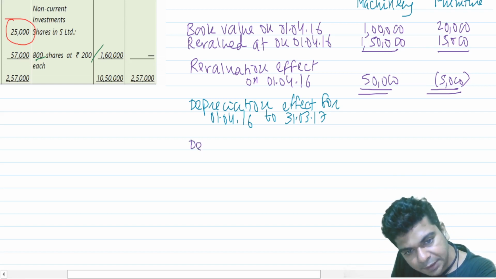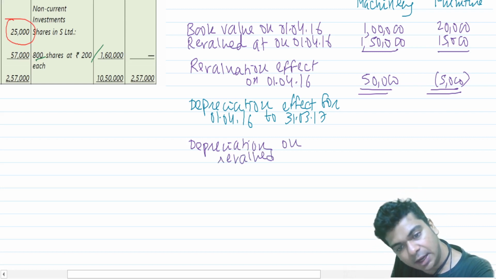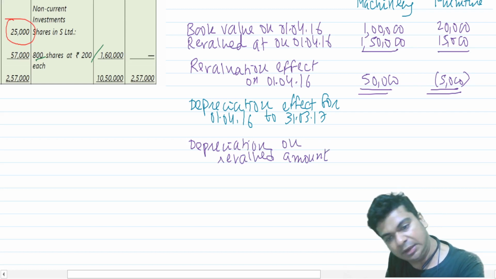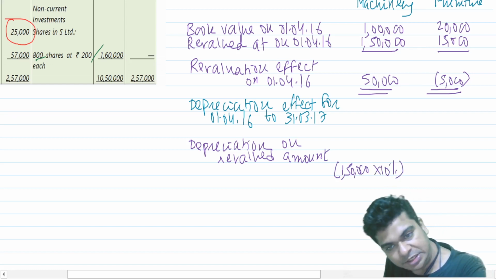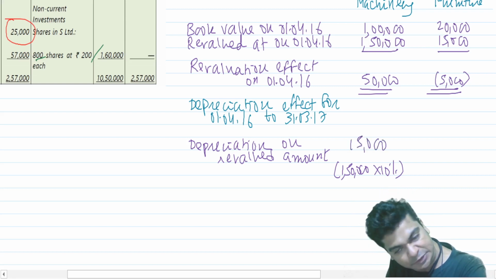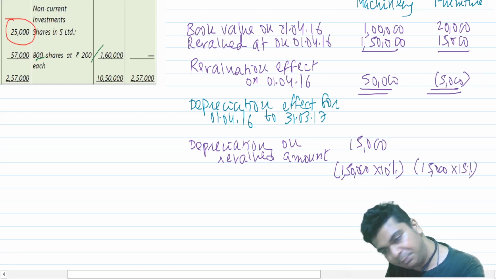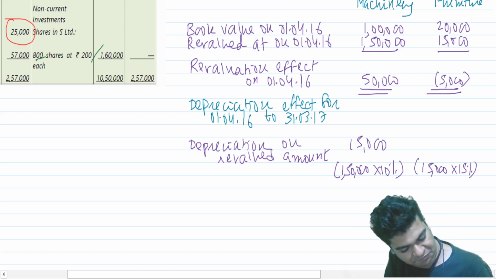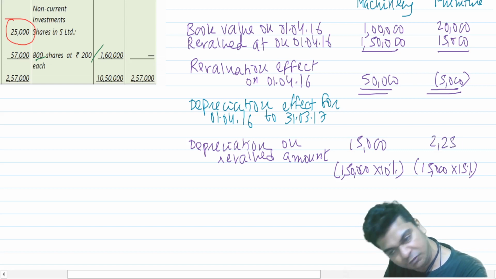Depreciation on revalued amount, right? We should provide depreciation on the revalued amount. The revalued amount is 1,50,000 and the rate of depreciation is 10%, right? 1,50,000 into 10%. So we should provide 15,000 rupees of depreciation. Here it is 15,000 into 15%. So 15,000 into 15%, we should provide depreciation of 2,250.